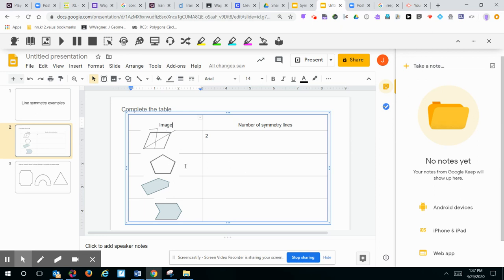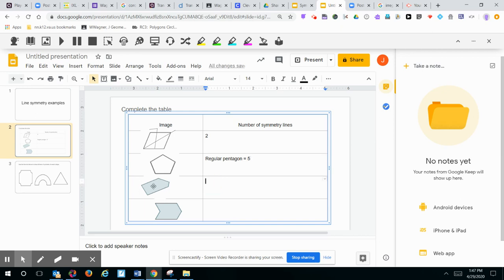Now, this second shape is a regular pentagon. And what that means is if it is a regular shape, however many sides it has, a pentagon has 5, that means there are 5 lines of symmetry.